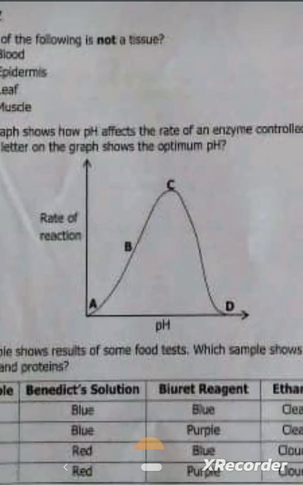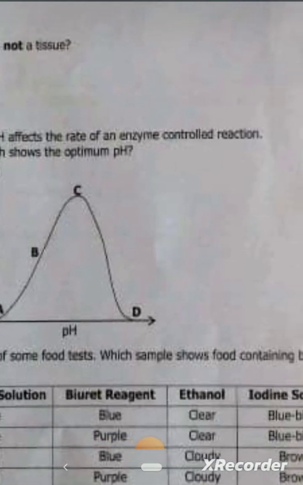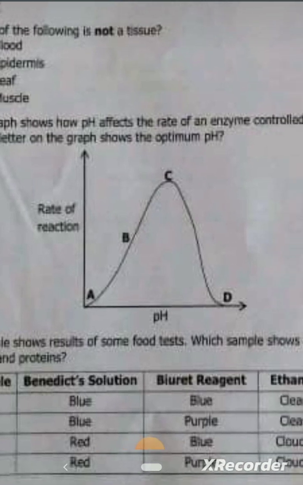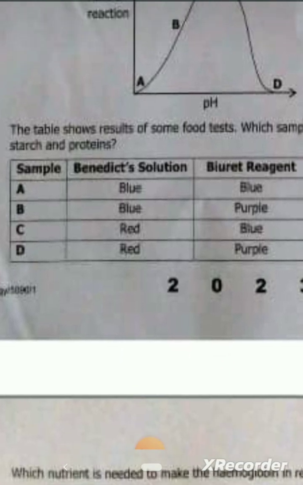Question 4, the graph shows how pH affects the rate of an enzyme controlled reaction. Which letter on the graph shows the optimum pH? We know the optimum pH is C because the optimum pH is the pH at which the rate of reaction is highest. So it's C, the optimum pH.